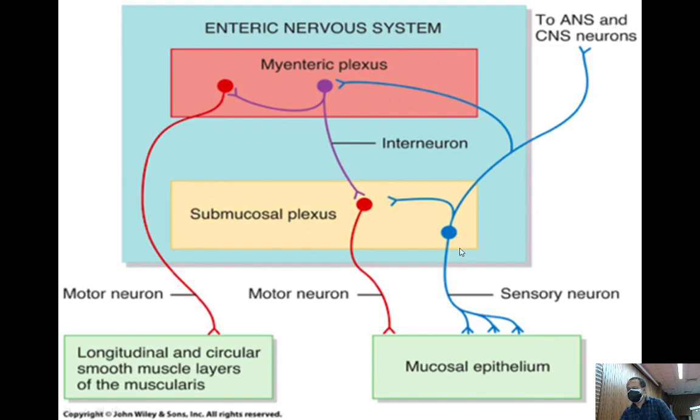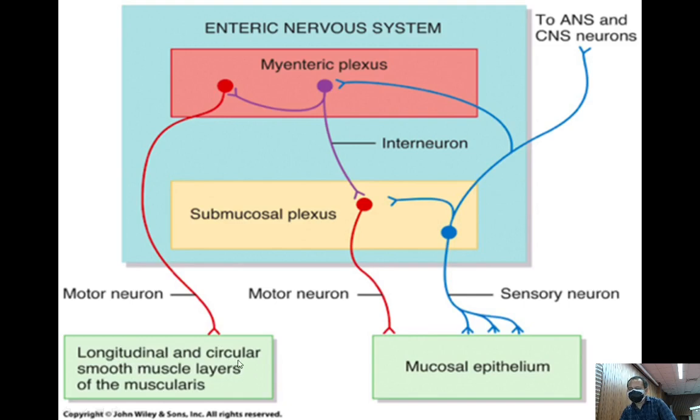Okay, that would control the muscle as well as the glands. So it controls the movement, or the motility, as well as secretion. If you look at the parasympathetic control, you'll find that it has an effect on the contraction of these smooth muscles. So it causes contraction of the smooth muscle and opening of the sphincters.